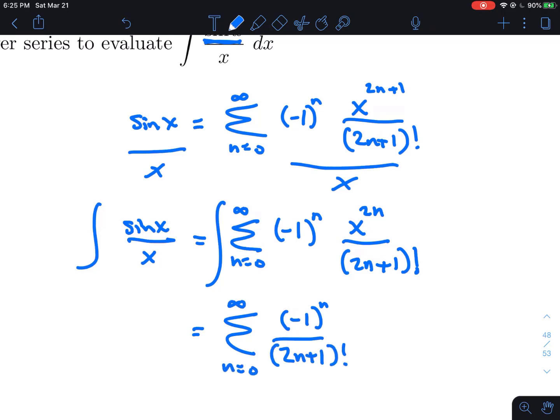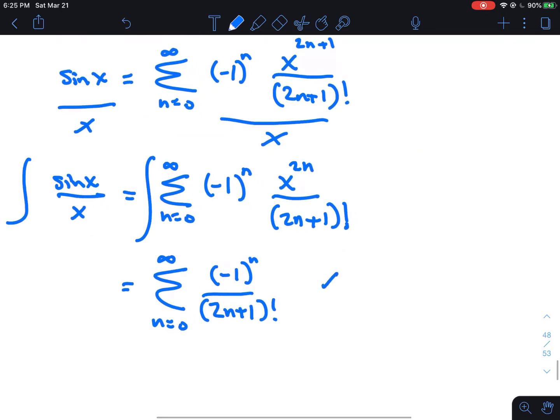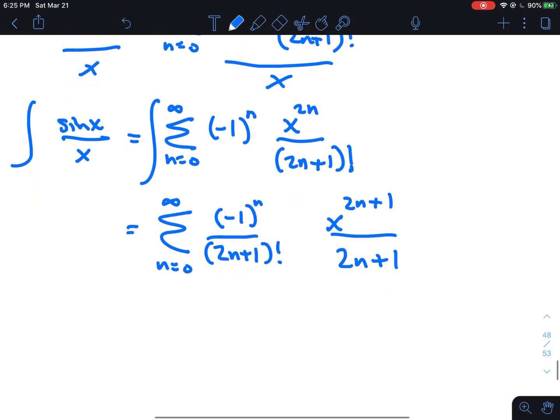And so if I wanted to integrate x to the 2n, well, I would raise up my power by 1, so I'd go to 2n plus 1, and I would divide by my new exponent here, 2n plus 1. And this right here is the power series, or the approximation, for this Si of x, this integral of sine of x divided by x.